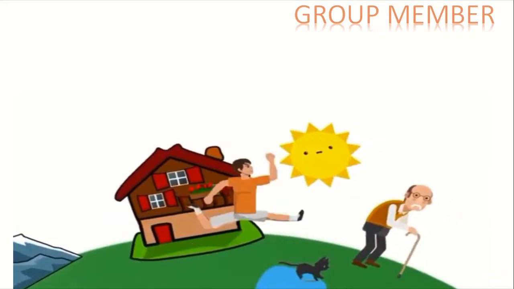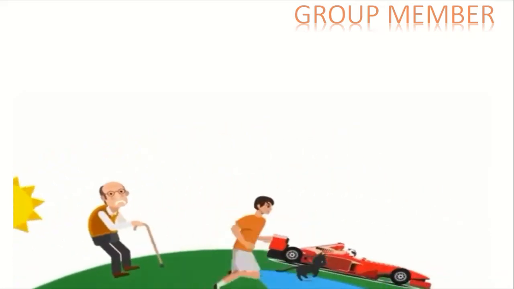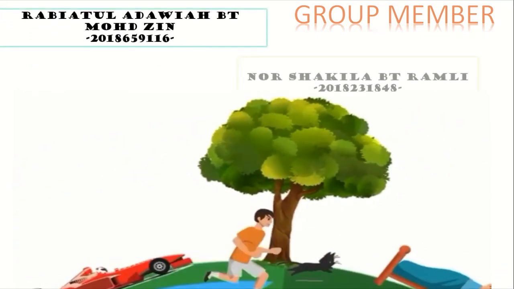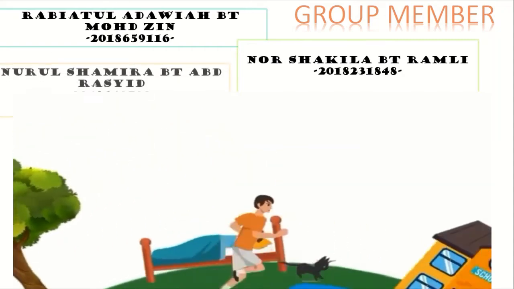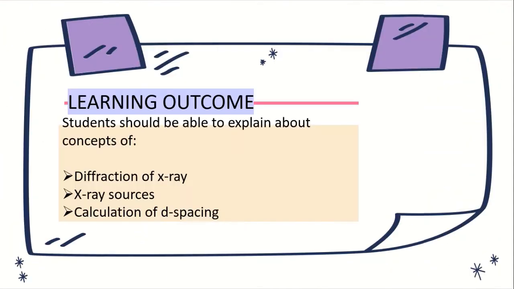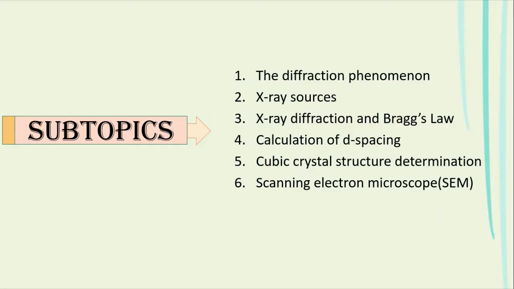Today our group wants to present Chapter 5 for PHY370, which is about X-ray diffraction technique. Our group consists of 3 students, Rabiato, Shakila and Shamira from AS1205J. The learning outcomes are that students should know what X-ray diffraction is, X-ray sources, and how to do calculations about d-spacing. These are the subtopics that you will learn in this chapter.